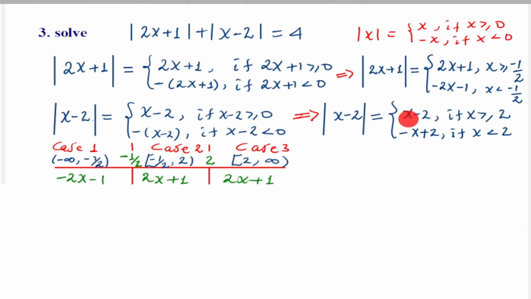When x is greater than or equal to 2, the absolute value of x minus 2 is x minus 2. So we write here x minus 2. When x is less than 2, the absolute value of x minus 2 is equal to minus x plus 2. Here we write minus x plus 2.